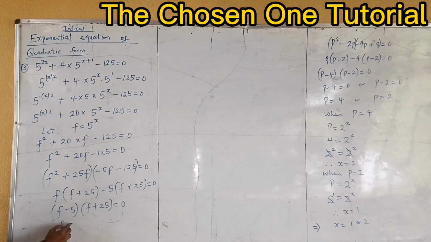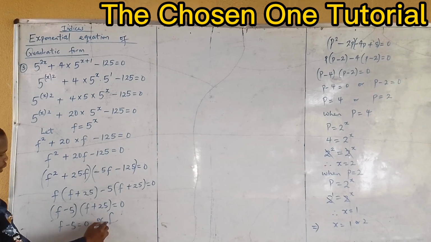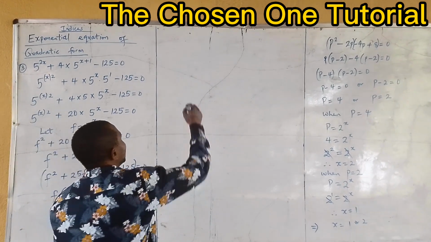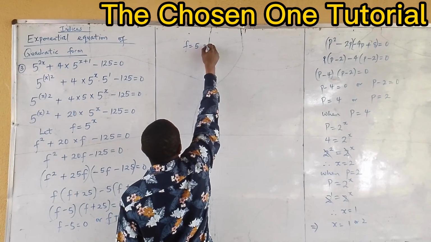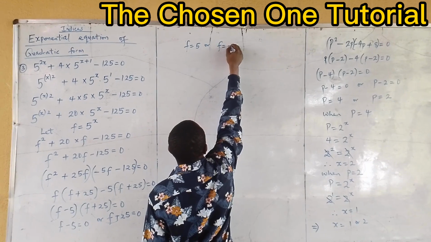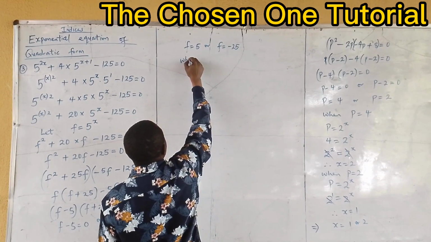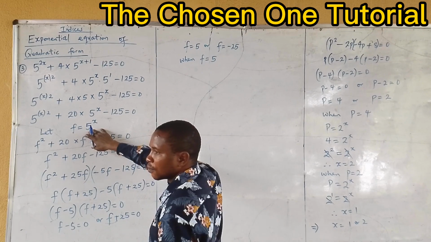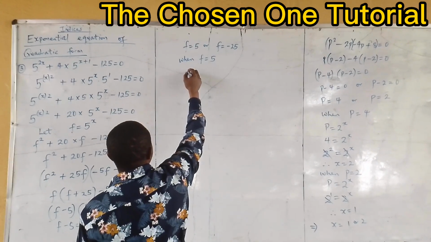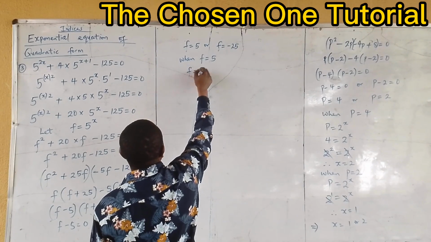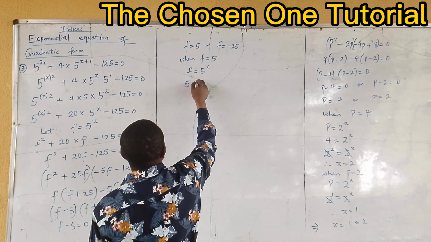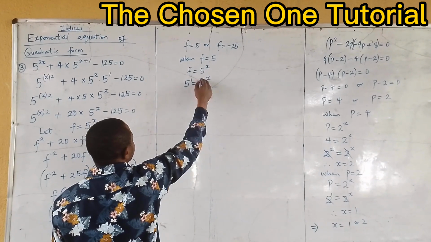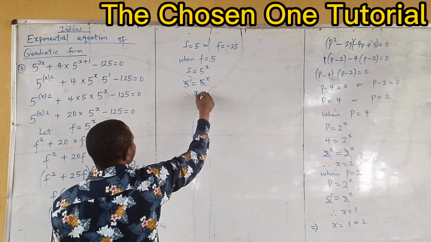So f - 5 = 0 or f + 25 = 0. Then f = 5 or f = -25. So when f = 5, don't forget that we represent f = 5^x here. So we are going to have 5 = 5^x, and don't forget that 5 is equivalent to 5^1. So by the time we eliminate this, therefore x = 1.